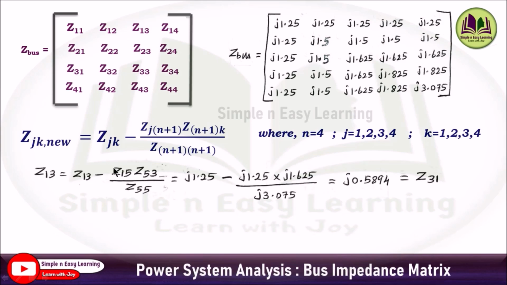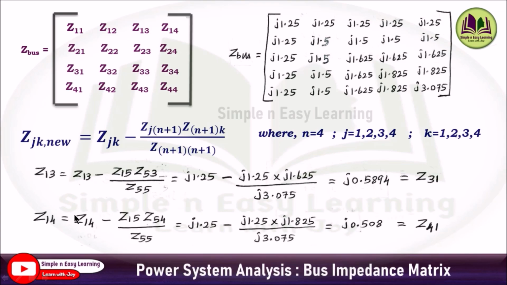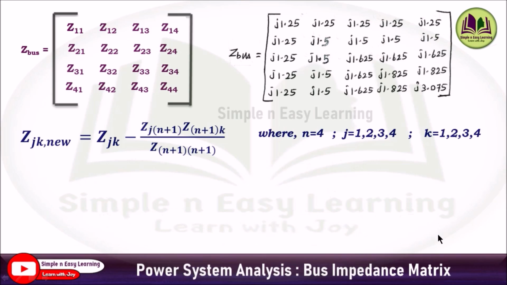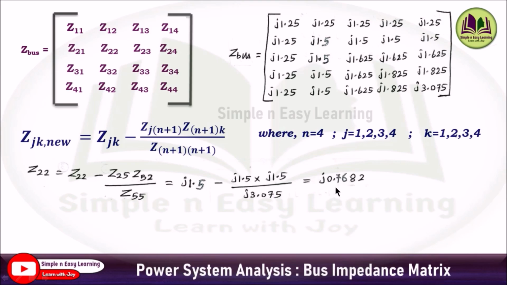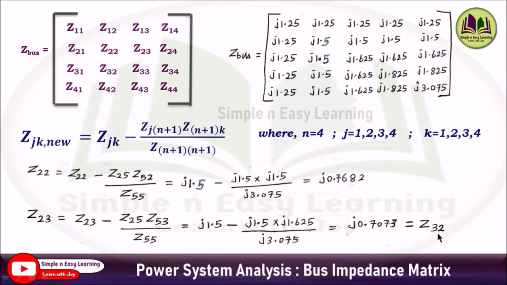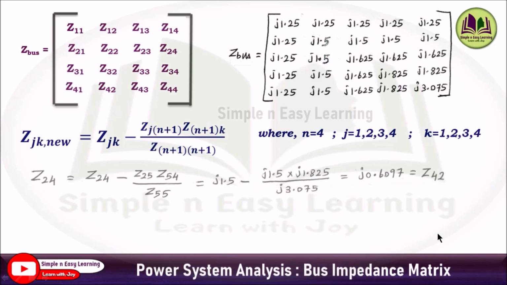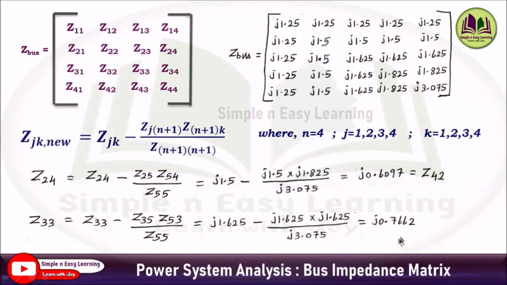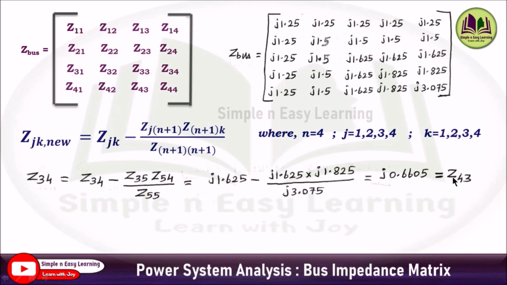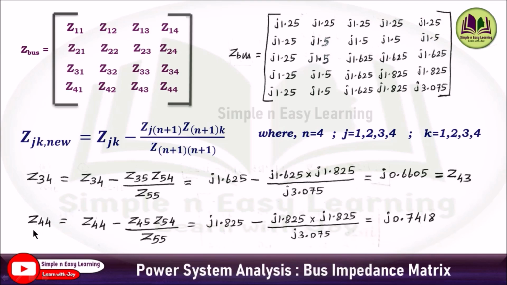Similarly, for Z13, you will be getting J0.5894, that is equal to Z31. Z14, J0.508, equal to Z41. Similarly, Z22, Z23, and that is equal to Z32, Z24, that is equal to Z42, Z33, Z34, that is equal to Z43, and finally Z44 equal to J0.7418. So all the 16 parameters we have found, and we are going to arrange these in matrix form.